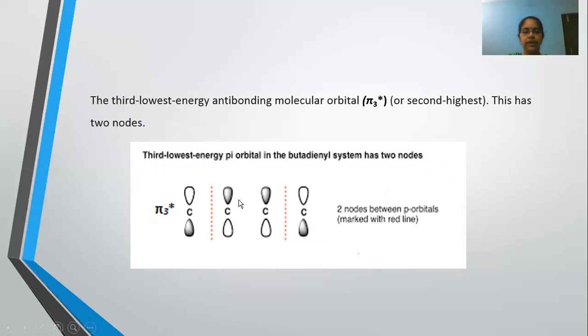So in this case, these two carbon atoms overlap constructively. These two carbon atoms overlap destructively, and similarly these two carbon atoms also overlap destructively. So two nodes are placed in between. This is the third energy molecular orbital, which is anti-bonding and possesses higher energy than pi1 and pi2, because it possesses two nodes.